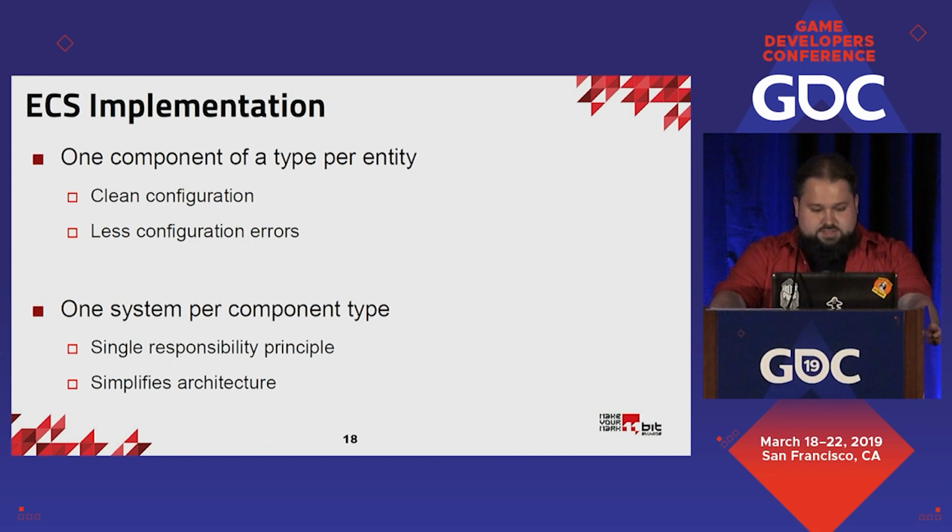And another rule is one system per component type. In our architecture, one system is only taking care of and processes one component type. This is single responsibility principle, and it proved to be very clean for us to navigate through the code. So we had a lot of new people on board during the development of Frostpunk, and the clarity of the code was very important for us. So it simplified the architecture and was easier to understand when one component was handled by one system.